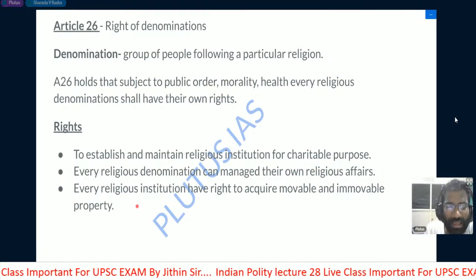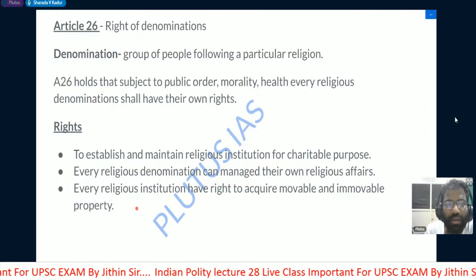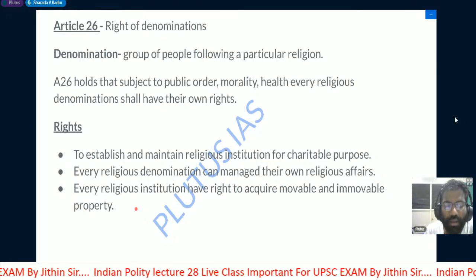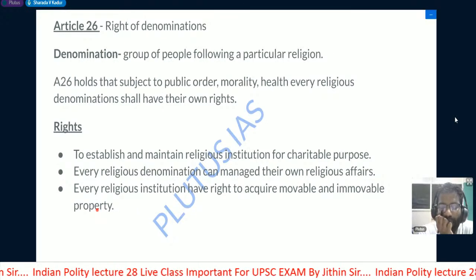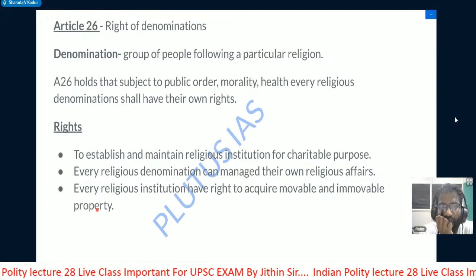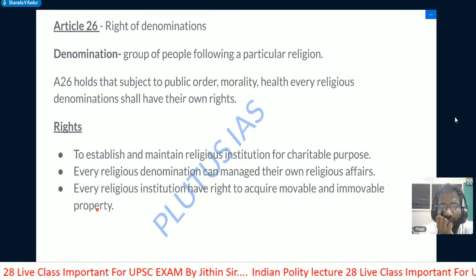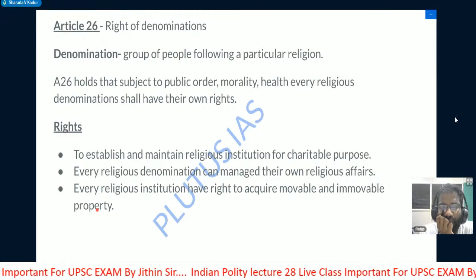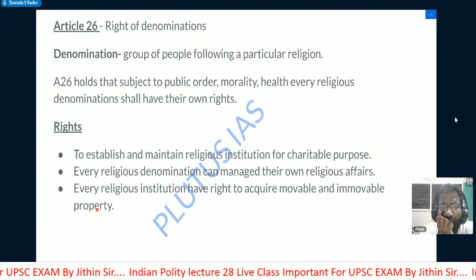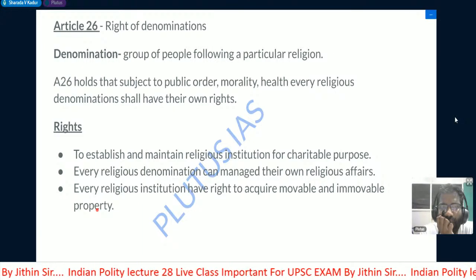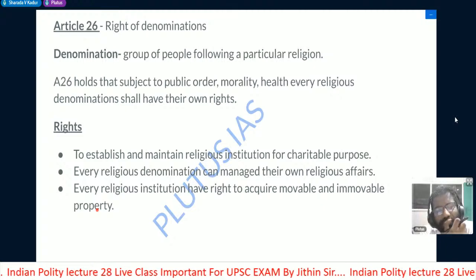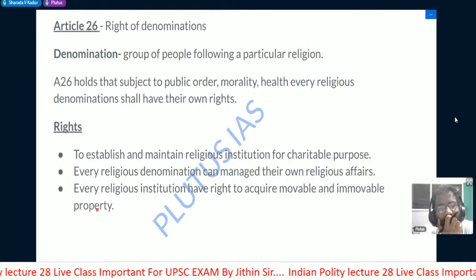Sir, you gave the example of the Gurudwara having the charitable institutions. Self-service is one of the tenets of Sikhism, and that comes under Article 25, doesn't it? It says that you can practice any religion. So the service part comes under Article 25. How did it come under Article 26?